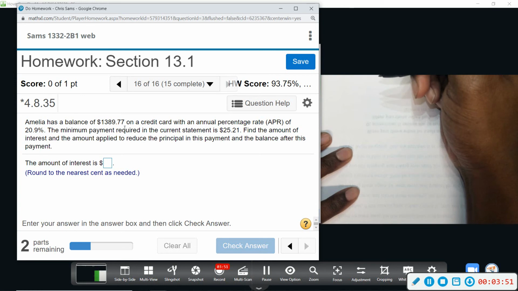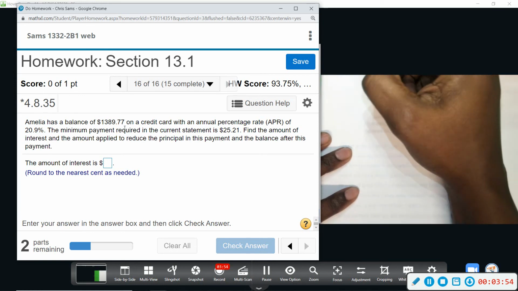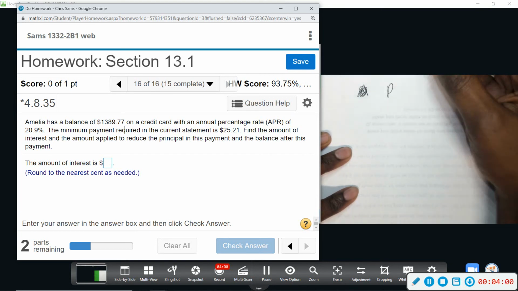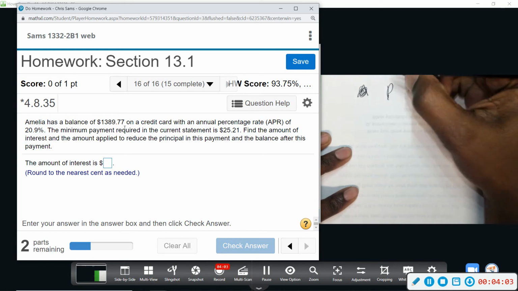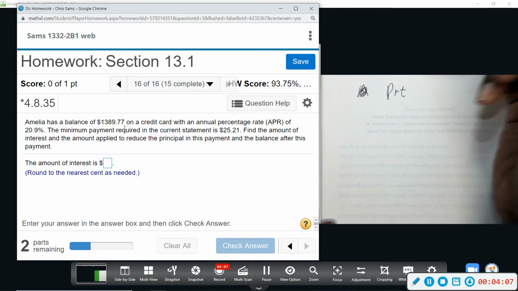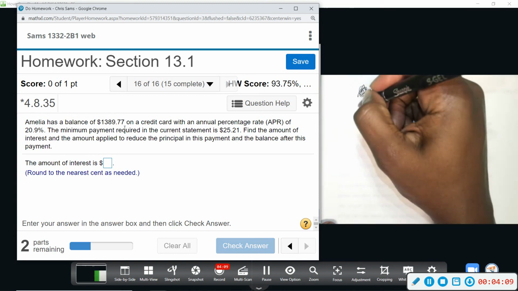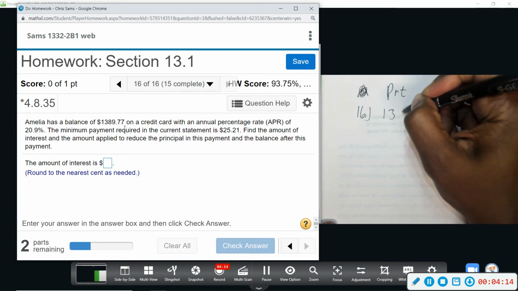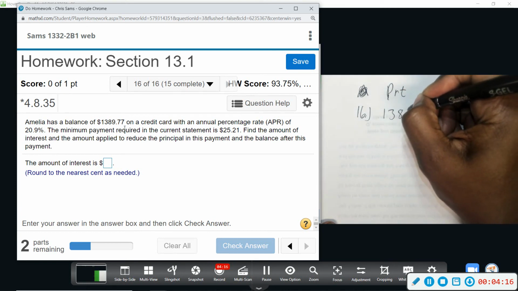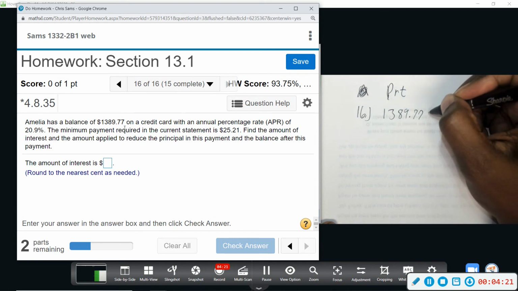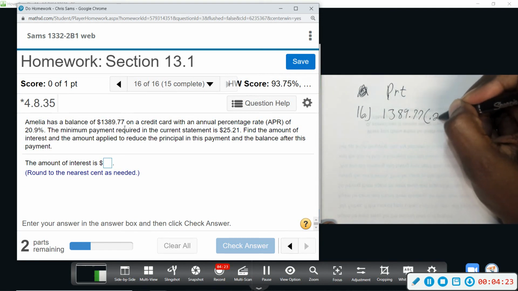Let me not do that formula. I'm going to do the PRT just to find the interest part first. They want us to find the interest. So from number 16, the amount was $1,389.77. The interest rate was 20.9. As a decimal, that's 0.209.